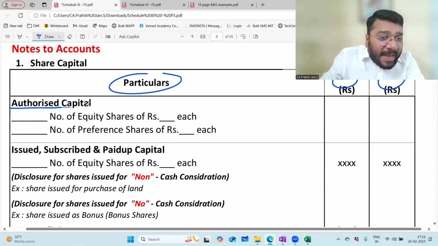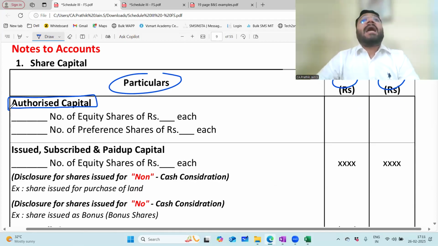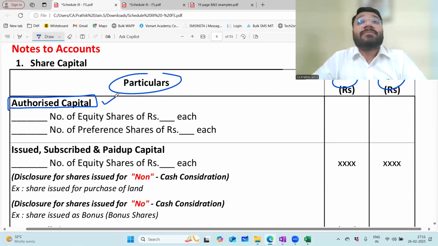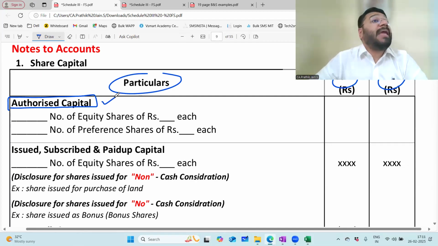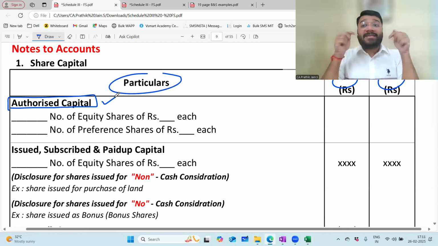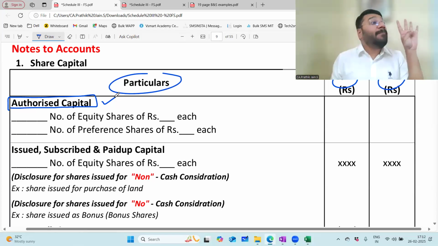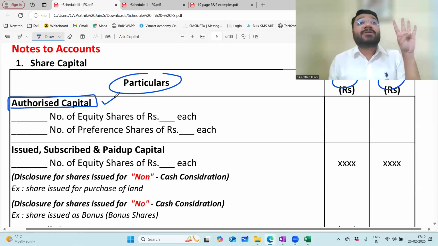The first category is authorized capital. My question goes to all of you: what is the meaning of authorized capital? Correct. This is the maximum capital of the company. When the company is registering, it has to submit 4 documents. We have studied in CA Foundation that if a company is registering with ROC, it has to submit 4 documents.